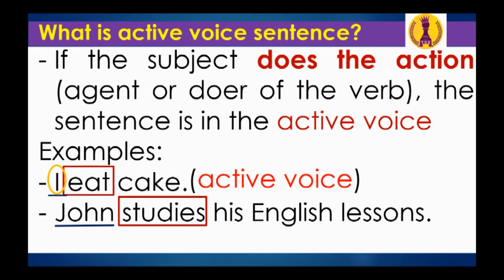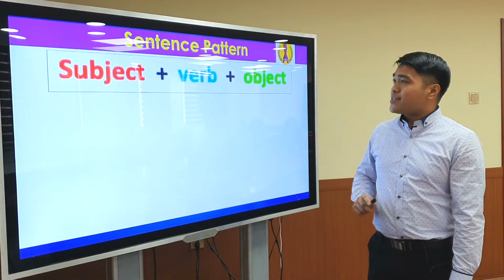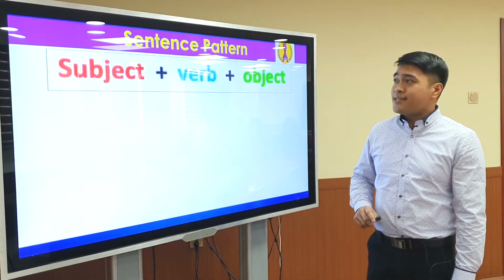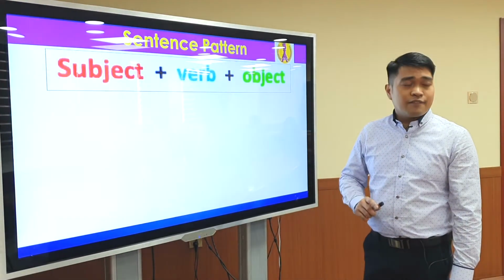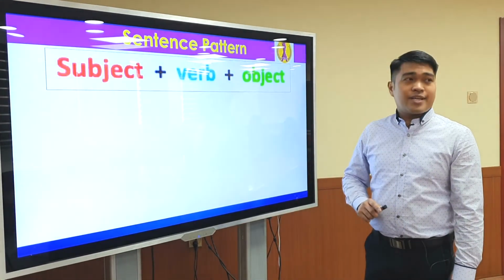Now, third question, who is studying in this sentence? Still, John. So again, John is our subject. John is also the doer of the action. So this sentence is in the active voice. Okay? Let's have the sentence pattern. So the sentence pattern is subject plus verb plus object.